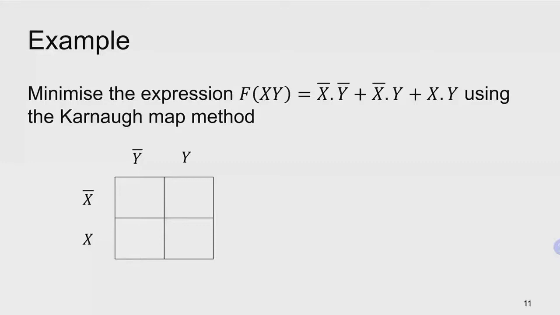Okay, so here is another example. You can try this and see whether you can work out the minimized function of this using the KMap and the steps that we discussed just now.